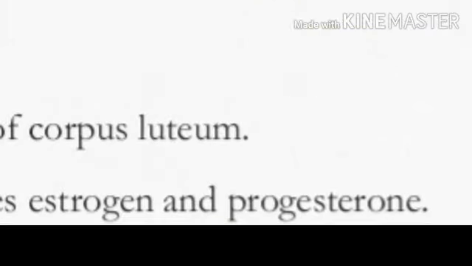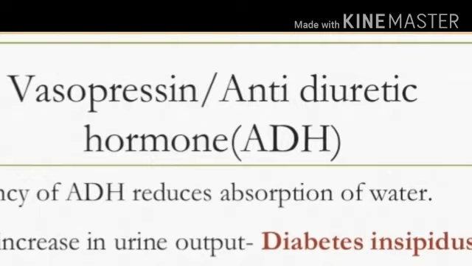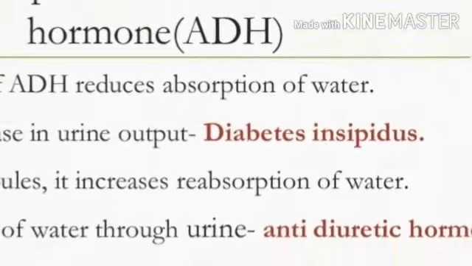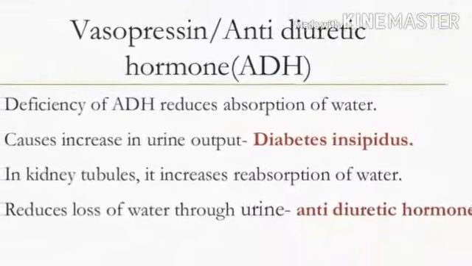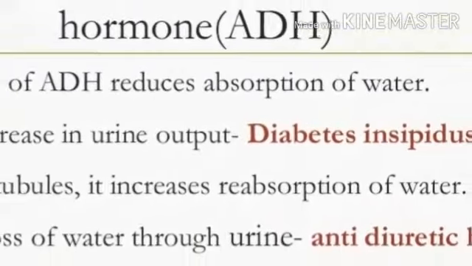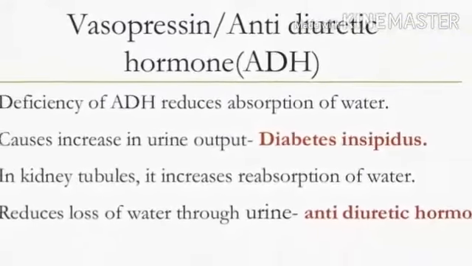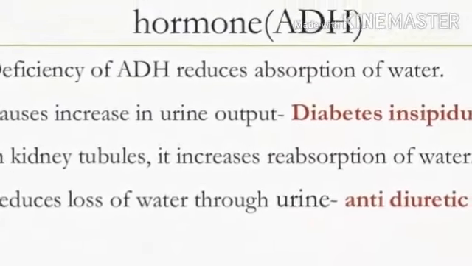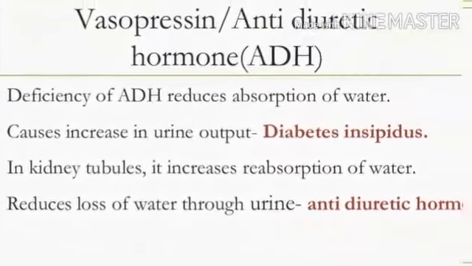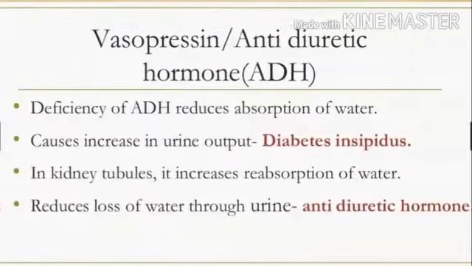Next we can see about the posterior lobe or the neurohypophysis. This posterior lobe comprises two hormones. They are vasopressin and oxytocin. This vasopressin is also known as antidiuretic hormone, ADH. The role of this vasopressin is, in kidney tubules, it increases the reabsorption of water. So it will absorb water from the urine.